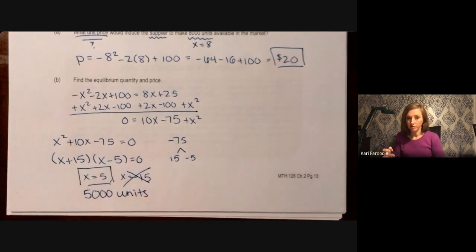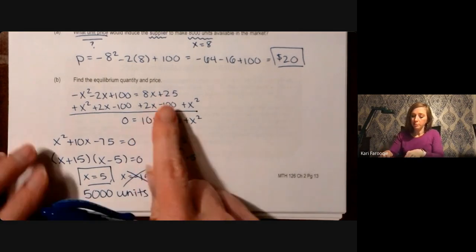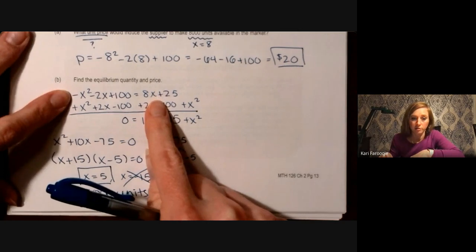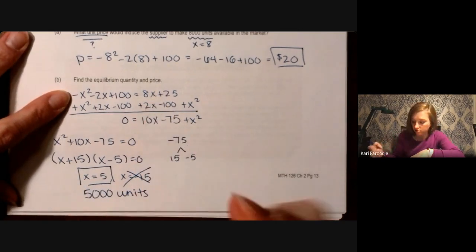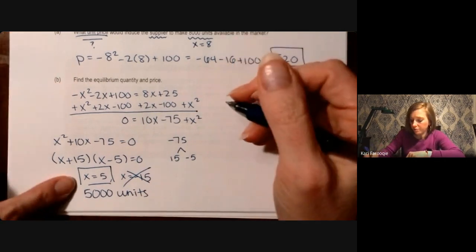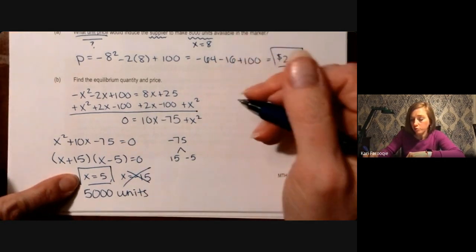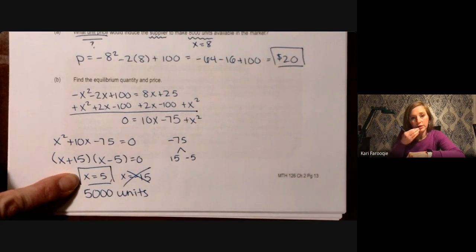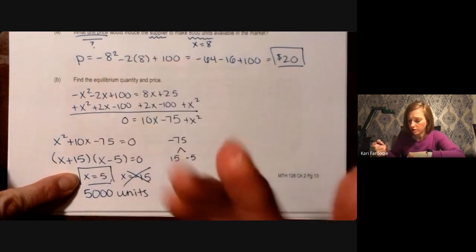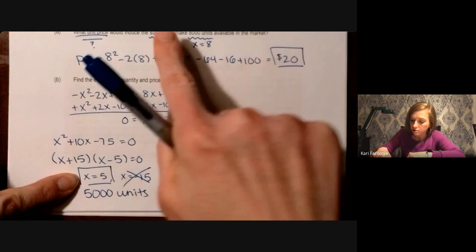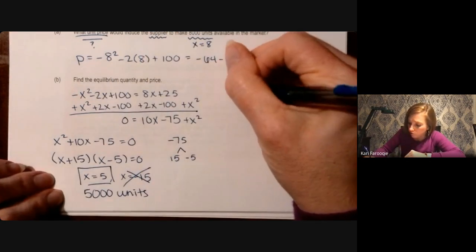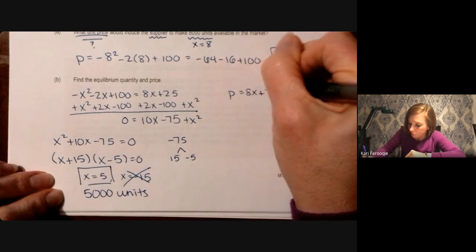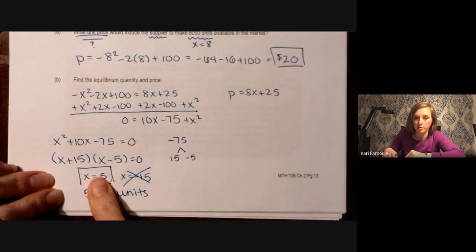Now, if you're trying to go back and solve for p, you know that these two equations are equal at this point. So you can choose either one when you're solving what really is just this system of equations. So this is going to work for both equations and make them true at this equilibrium quantity. So I'm just going to go ahead and use P equals, you pick the equation. I'm going to pick P equals 8x plus 25, and I'm going to use that with x equals 5.